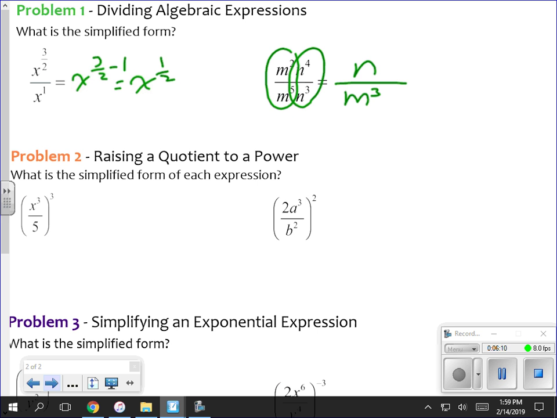Any questions so far? If you understand the rules of exponents and you can learn them and follow them, this stuff's actually really easy to do.